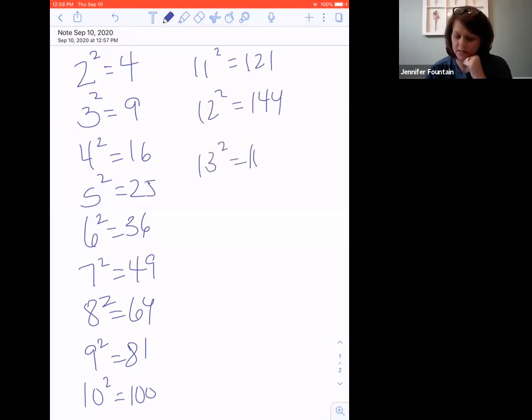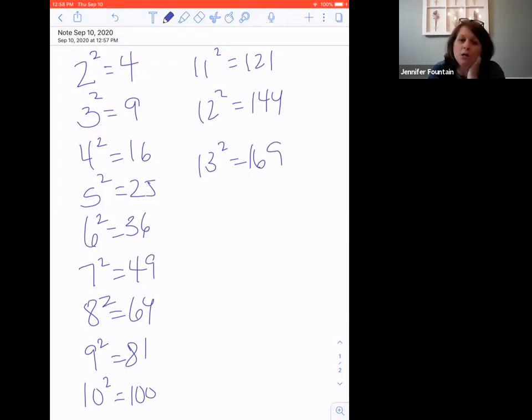13 squared is 169. And that's pretty much, as long as you know those are going to be some perfect squares that you're going to encounter between pre-algebra and algebra 1, especially in the Horizons book. There are going to be some other ones that you see too, but those are just the ones that it's going to be super helpful for you to memorize.